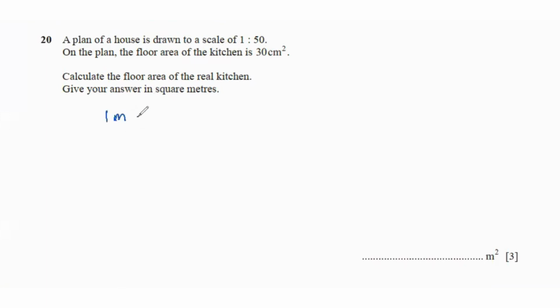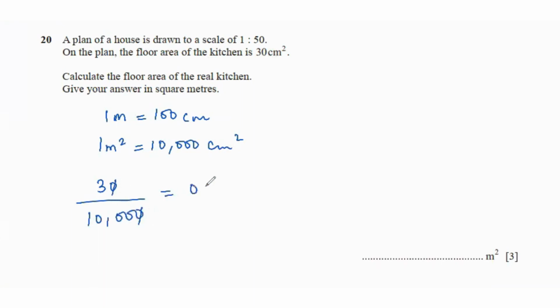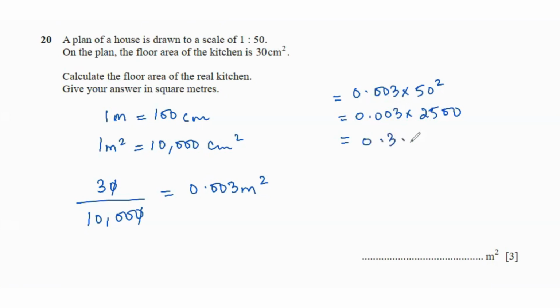So 1 meter is 100 centimeters. So 1 meter square is going to be 10,000 centimeters square. So to convert the 30 centimeters square into meters square, we're going to divide 30 by 10,000. That's going to give us 0.003 meters square. Once we've done that, we're going to multiply 0.003 with 50 square. We know 50 square is 2500. So we move the decimals, so that becomes 0.3 times 25, and that is 7.5 meters square.